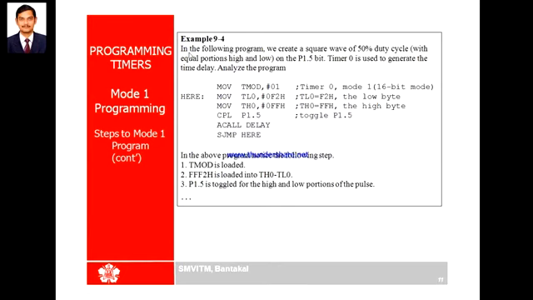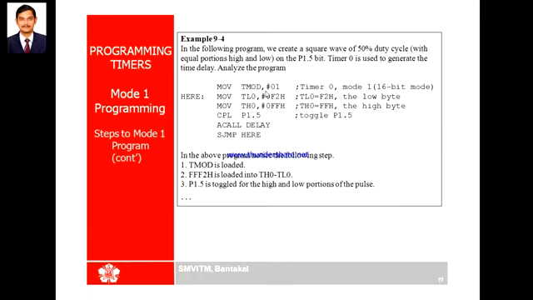The first task we have here: in the following program, we create a square wave of 50% duty cycle. That means the on period is equal to the off period, with equal portions high and low, on port 1, the 5th bit. Especially, timer 0 is used to generate the time delay. Let's try to analyze the code here.